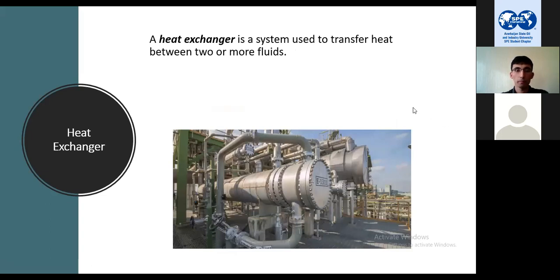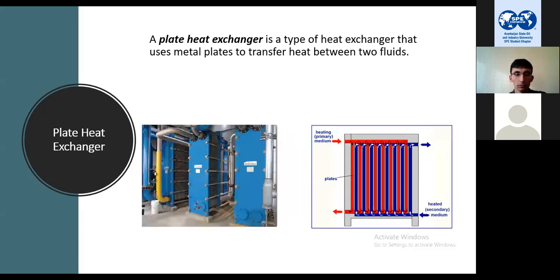And let's talk a bit about heat exchangers. As most of us already know, a heat exchanger is a unit to transfer heat between two or more fluids. We call this heat transfer. There are two main types of heat exchangers. One is the plate heat exchanger, the other one is tubular, or as it's called, the shell and tube heat exchanger.